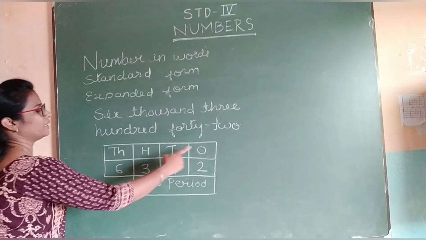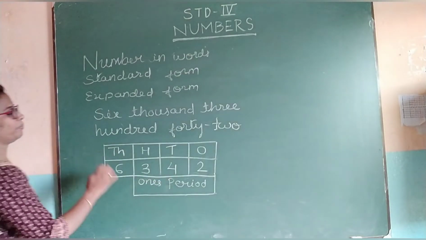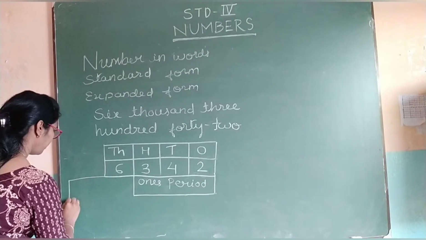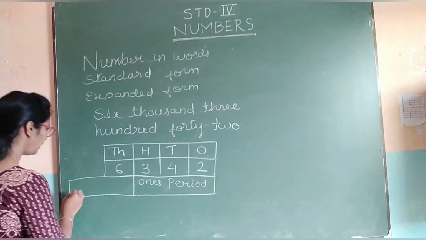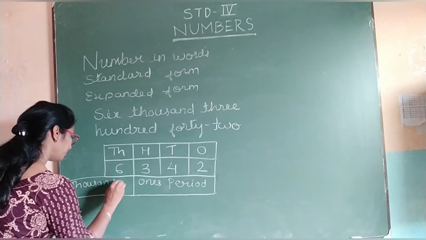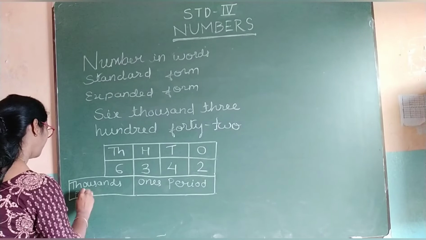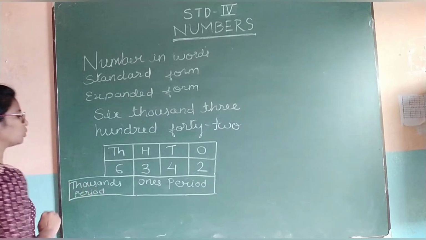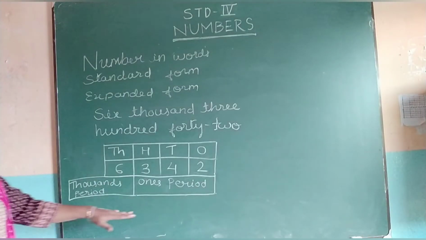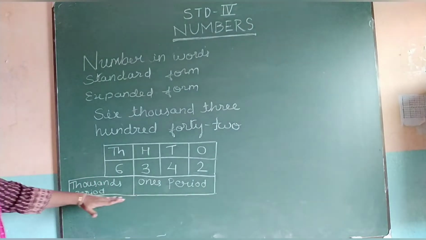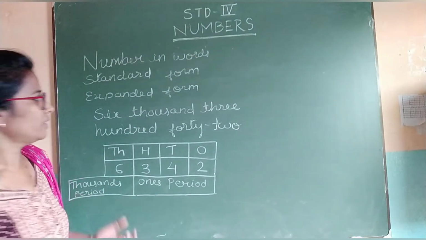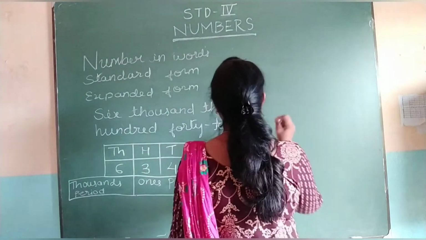So 100, 10's and 1's. These three places come in 1's period. And 1000's comes in 1000's period. So now this 4-digit number is divided into two groups, that is 1's period and 1000's period. Now this number we will write in standard form.